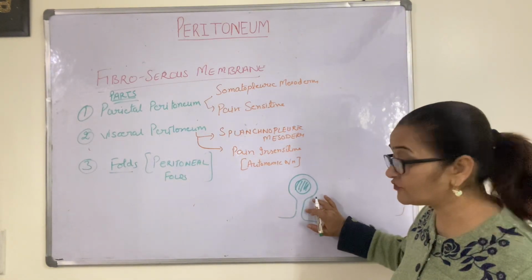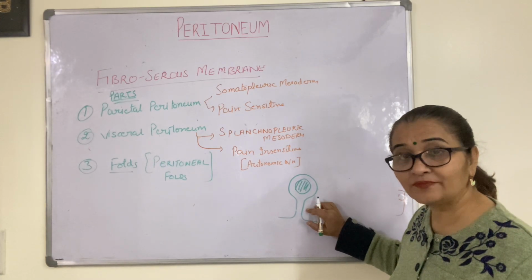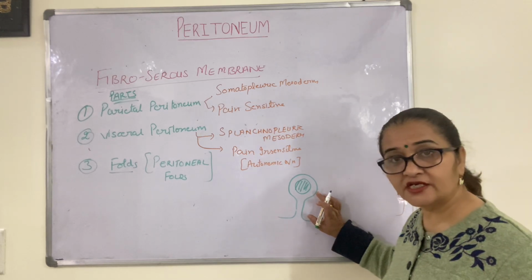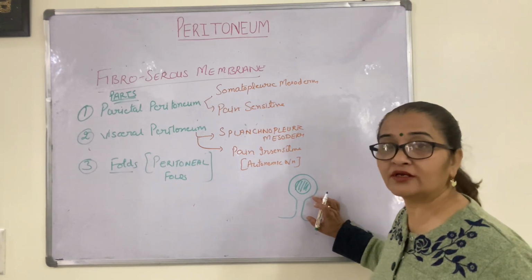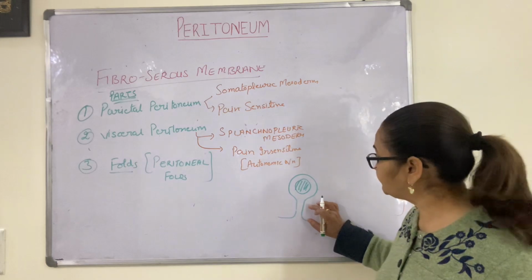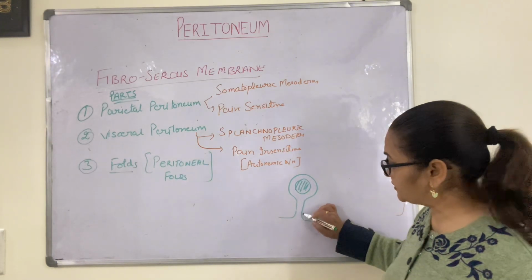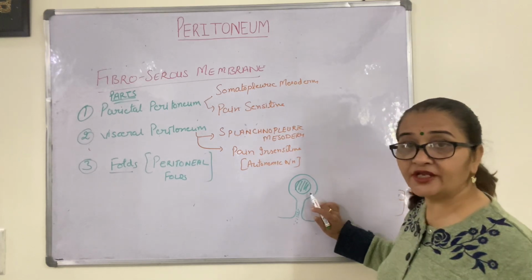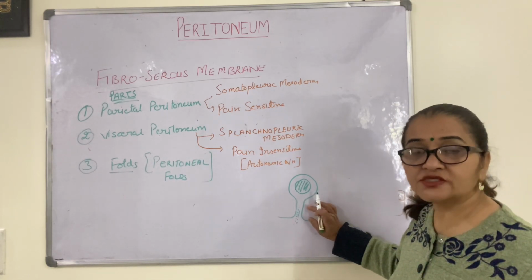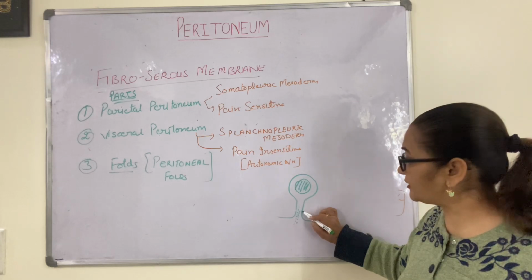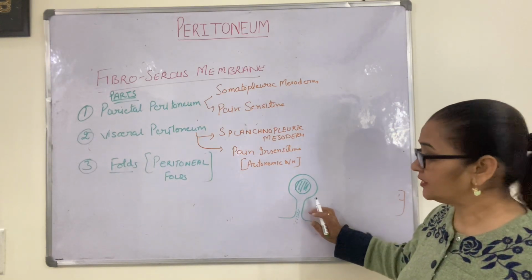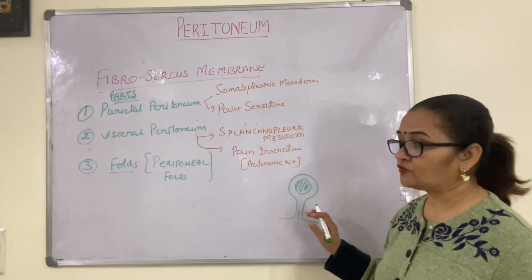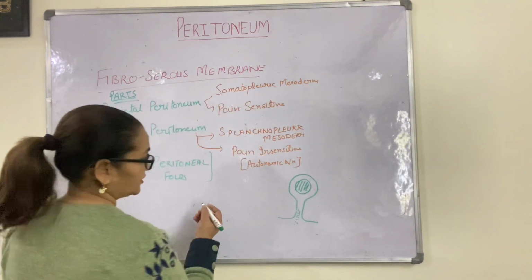So definitely what will be the function of this fold? It is providing mobility to the viscera. The organ can move easily. Then the second important feature is that the various vessels and nerves get a way to reach the viscera. So this is the important thing regarding this peritoneal fold. Clear? Keeping this in mind, these peritoneal folds are of different types.